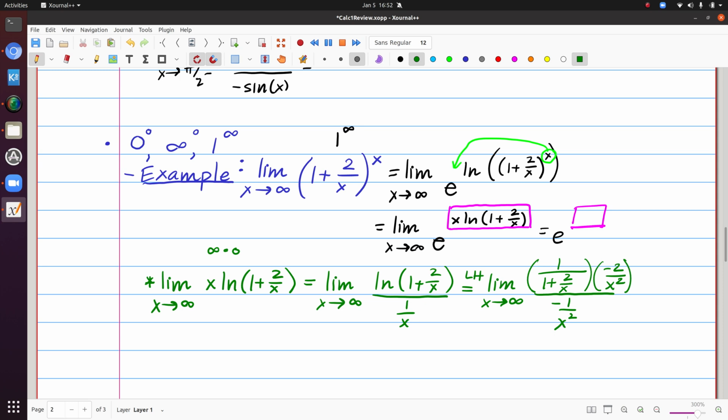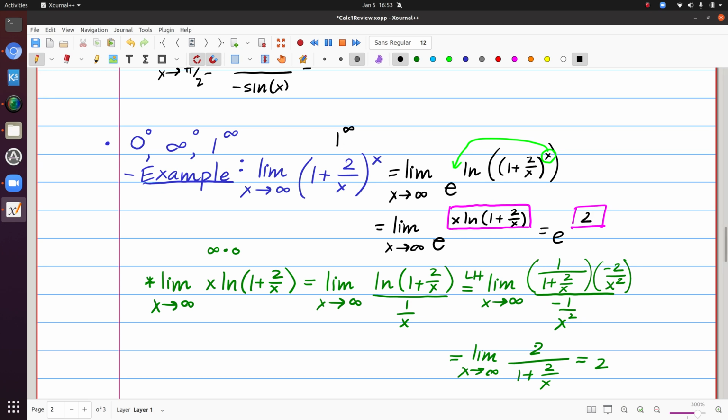Now this looks very complicated. However, we can cancel the minus 1 over x squared with one of those in the top, leaving just a 2. So this really becomes the limit of what is left, which would be 2 over 1 plus 2 over x. And as I send x to infinity, this will just approach 2. Importantly, 2 is not our final answer. Let's think about what we were doing. 2 is what we boxed in pink. That's what that's approaching. So my final answer here ends up being e squared.